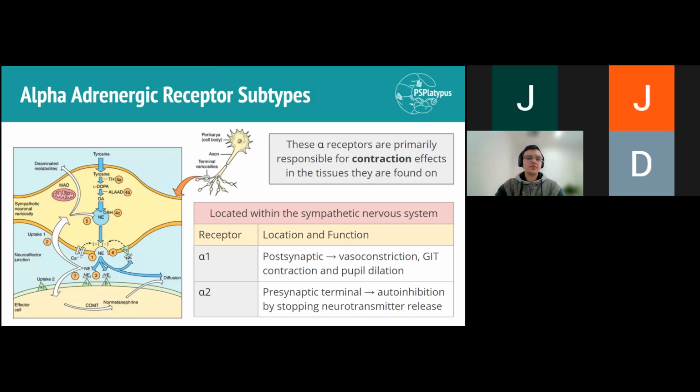There are a couple of exceptions, but for the most part, this holds true. There are two subtypes of the alpha receptors: alpha 1 and alpha 2. Alpha 1 is going to be at the postsynaptic nerve, and generally what that does is things like vasoconstriction and GIT contraction. So again, it's constricting. And the weird one is pupil dilation.